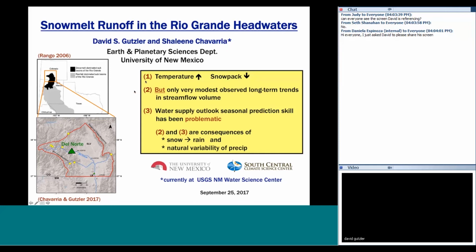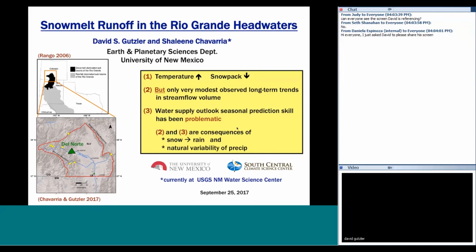So my conclusions are going to be that I'll try to show you that in this region, temperature has been rising and snowpack has been decreasing at a pretty rapid clip for several decades already. However, the scientific conundrum here is that as that happens, we see only very modest observed long-term trends in streamflow volume. In fact, they're not statistically significant, and I will try to show you that we think that that's happening as a consequence of snow turning to rain in combination with natural variability of precipitation on decadal time scales.